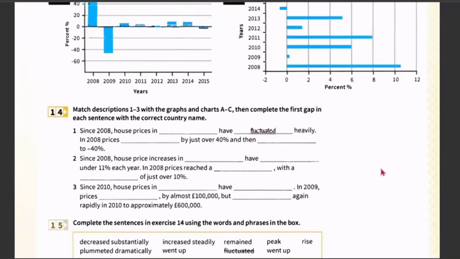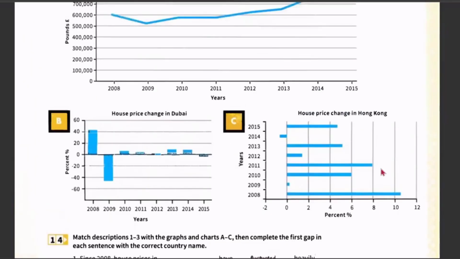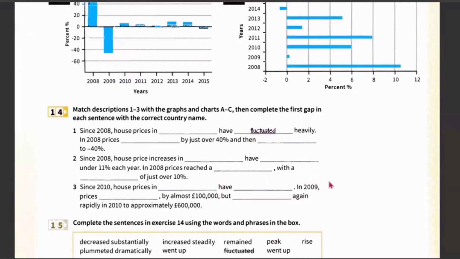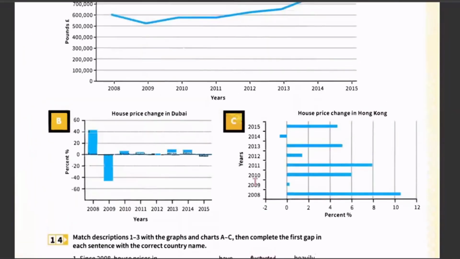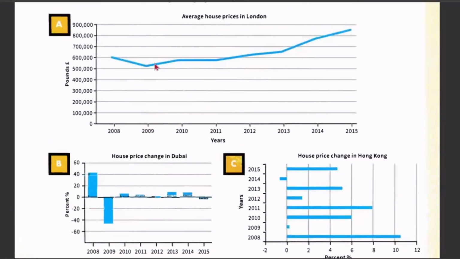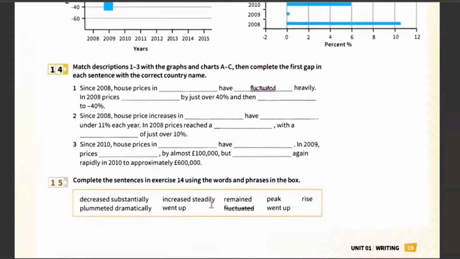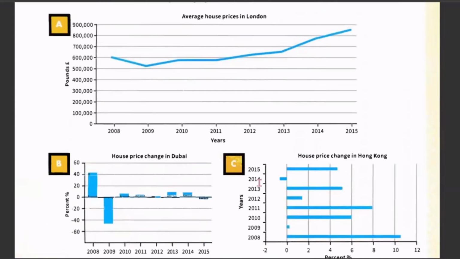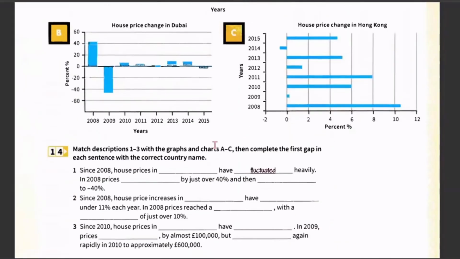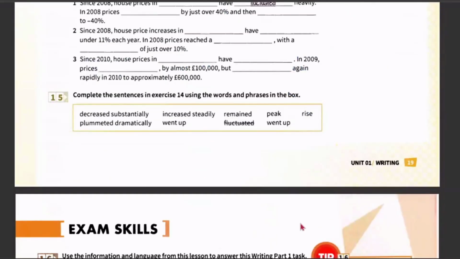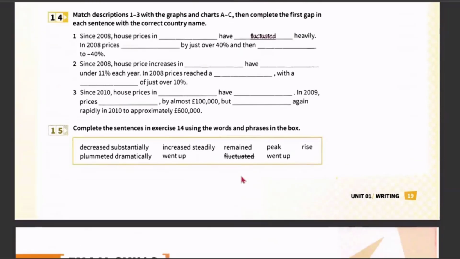Okay, so let's look at A because I have a bit of confusion. They are saying in 2009 prices went up by almost 1,000 pounds, right? But decreased substantially again rapidly in 2010. Okay, yes, sorry. I wrote it the other way by mistake. Okay, well done, very good.